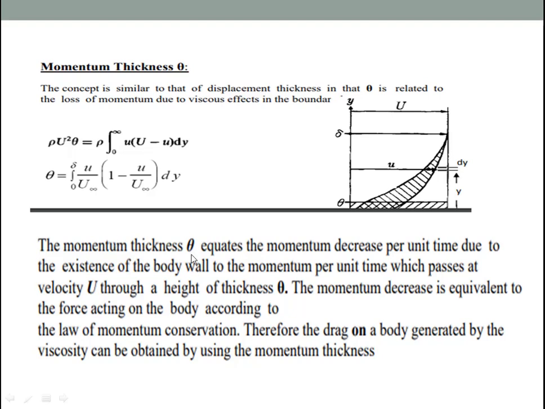The momentum thickness theta equates the momentum decrease per unit time due to the existence of the body wall to the momentum per unit time which passes at velocity u through a height of thickness theta. The momentum decrease is equivalent to the force acting on the body according to the law of conservation of momentum. Therefore, the drag on a body generated by the viscosity can be obtained by using the momentum thickness.